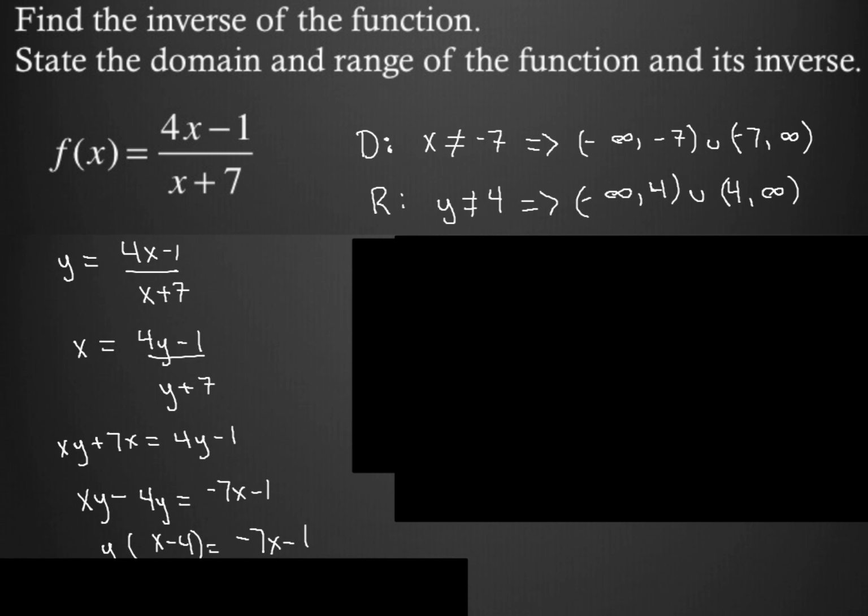And here's what we're going to do on the left-hand side. We're going to factor out a y. And that's going to give us y times the quantity x minus 4 equal to negative 7x minus 1. Now when I solve that for y, I'm just going to have y equals negative 7x minus 1 in the numerator and then x minus 4 in the denominator.